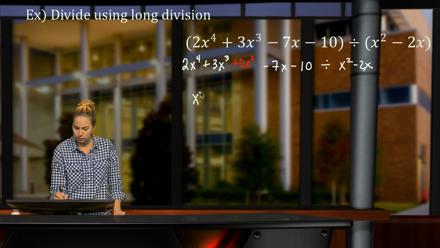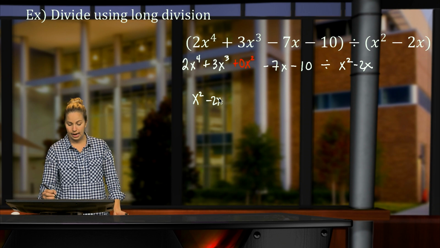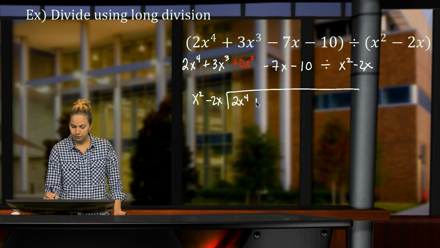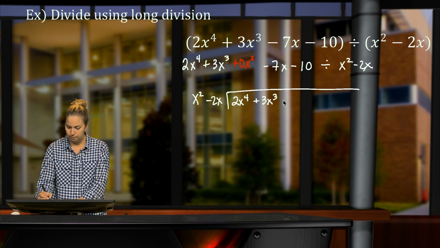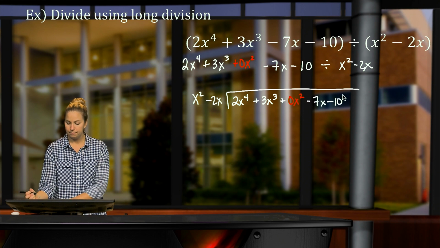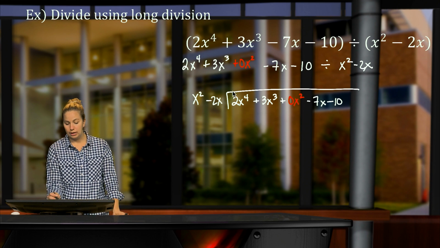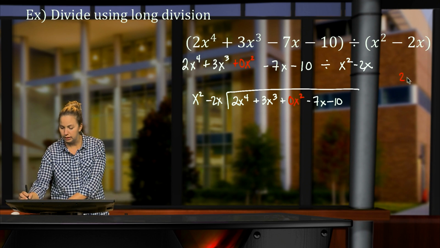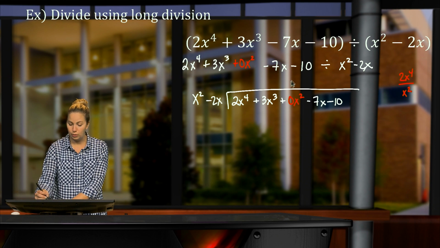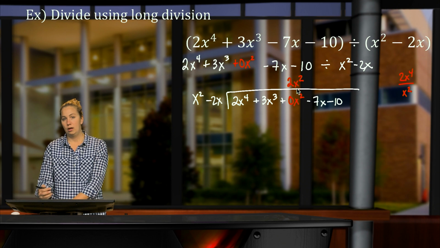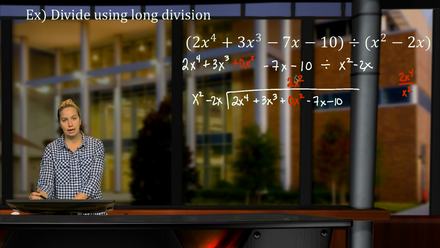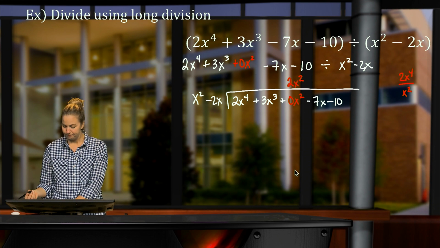All right, so we set it up. X squared minus 2x goes on the outside. 2x to the fourth plus 3x cubed plus our placeholder 0x squared minus 7x minus 10. Divide as we would. 2x to the fourth divided by x squared. Again, using my margin to help me simplify these. 2x to the fourth divided by x squared is 2x squared. If you remember what I said before, I'm already happy I've got this placeholder because now I've got a like term to line it up with. Before I didn't have an x squared.